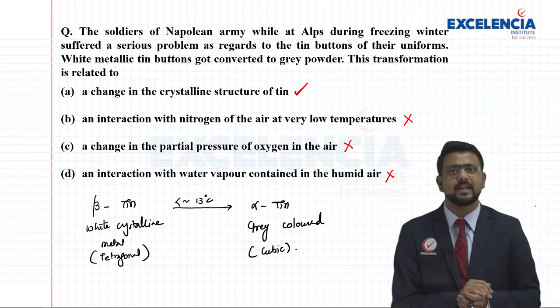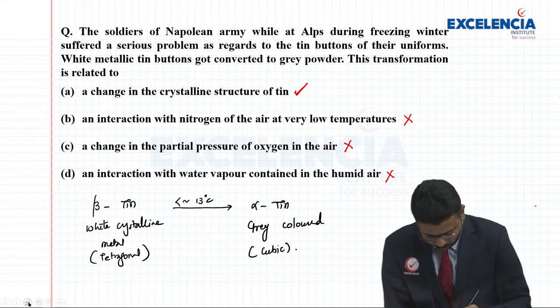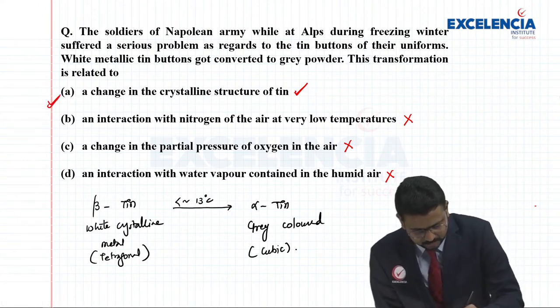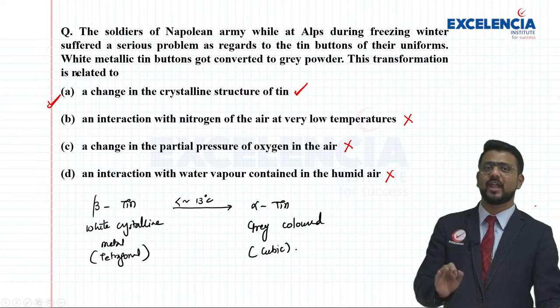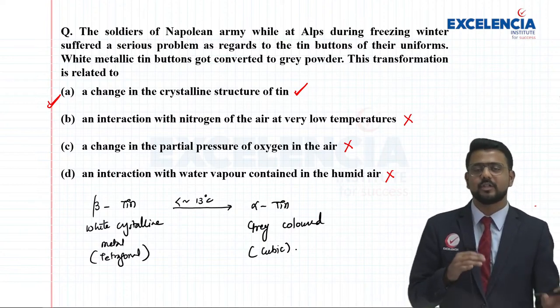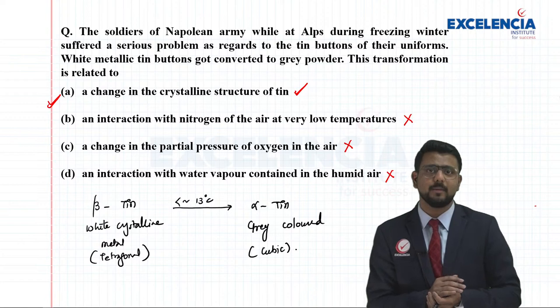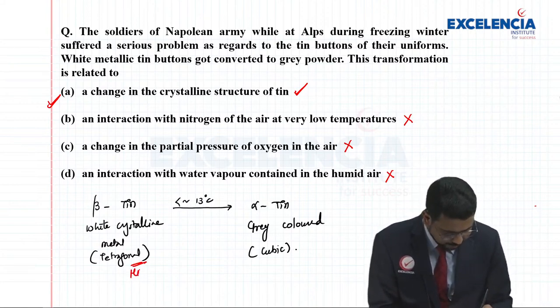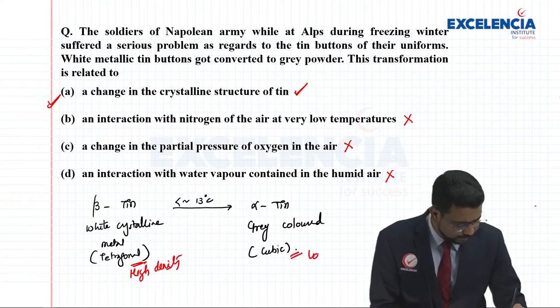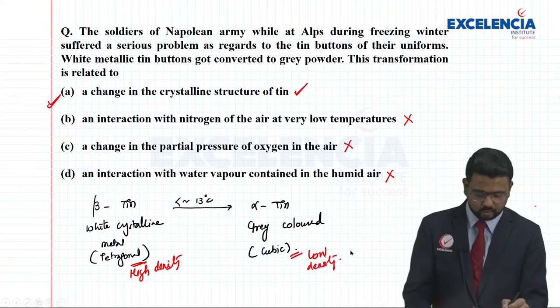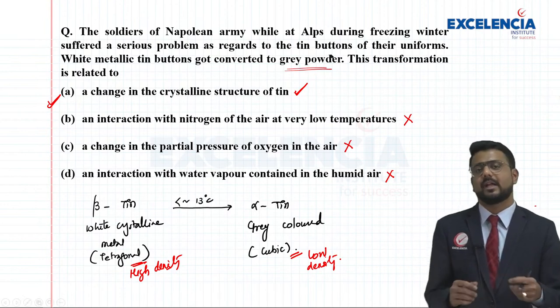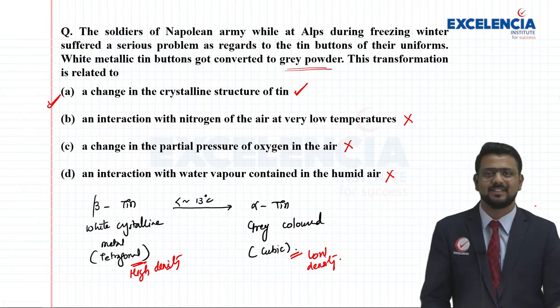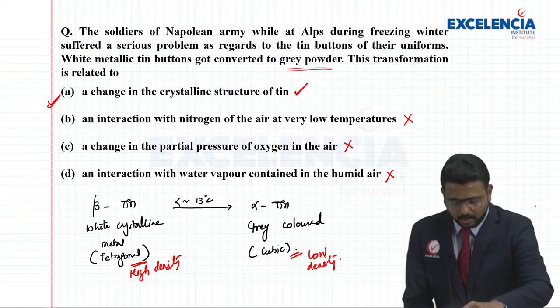So because there is a change in the crystalline form, you will realize that there are problems associated at lower temperature as far as tin is concerned. So option A, if you notice here, is going to be your correct answer, because it involves the change in the crystalline form of the tin. So it changes basically from tetragonal shape to the cubic shape, and all the more, tetragonal has relatively higher density, and this particular form will have a lower density, and that's the reason it actually turns into a grayish colored powder, and that was the problem associated. Yeah, all right. So moving on with the next part here.